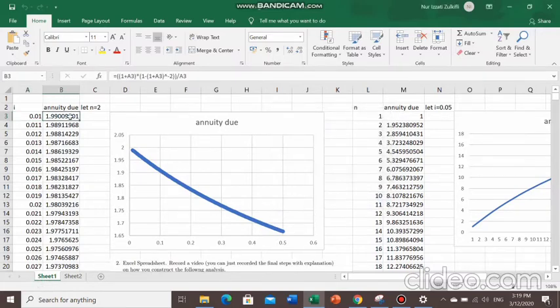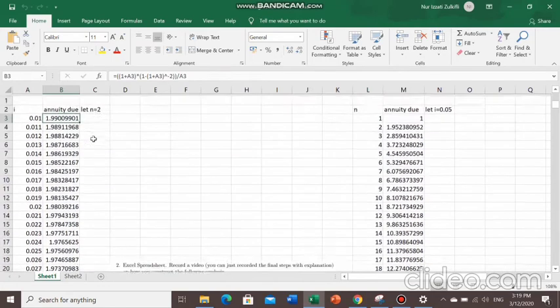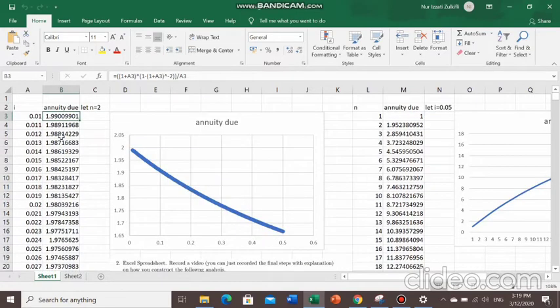For annuity due, to get it we need to key the formula into the formula bar. So this is the original formula. Annuity due, or A double dot angle n, is equal to 1 minus V to the power of n over d. But since V and d are not provided to us, we need to change V and d in terms of I. So the formula becomes 1 plus I times 1 minus 1 plus I to the power of negative n over I. So for the n value, I choose n equals to 2 because from the definition of annuity due, n must be greater than or equal to 2. So I just take the smallest value, which is 2.